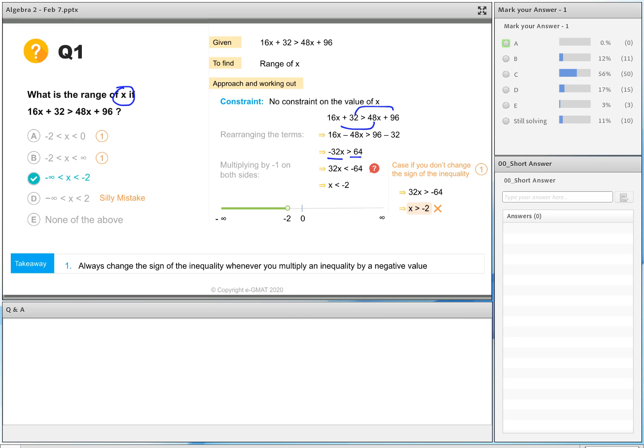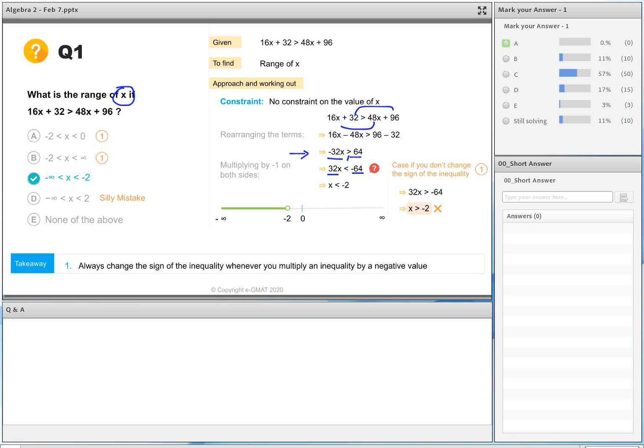Since I have a minus 32x over here, I need to multiply this with minus 1. When I do that, I get 32x and minus 64 from a plus 64. But the sign of the inequality needs to be changed. Since I had a greater than sign previously, now I would have a less than sign, because when I multiply an inequality with a negative number, the sign of the inequality will change. If you do not do this, you might have made a very silly mistake over here.